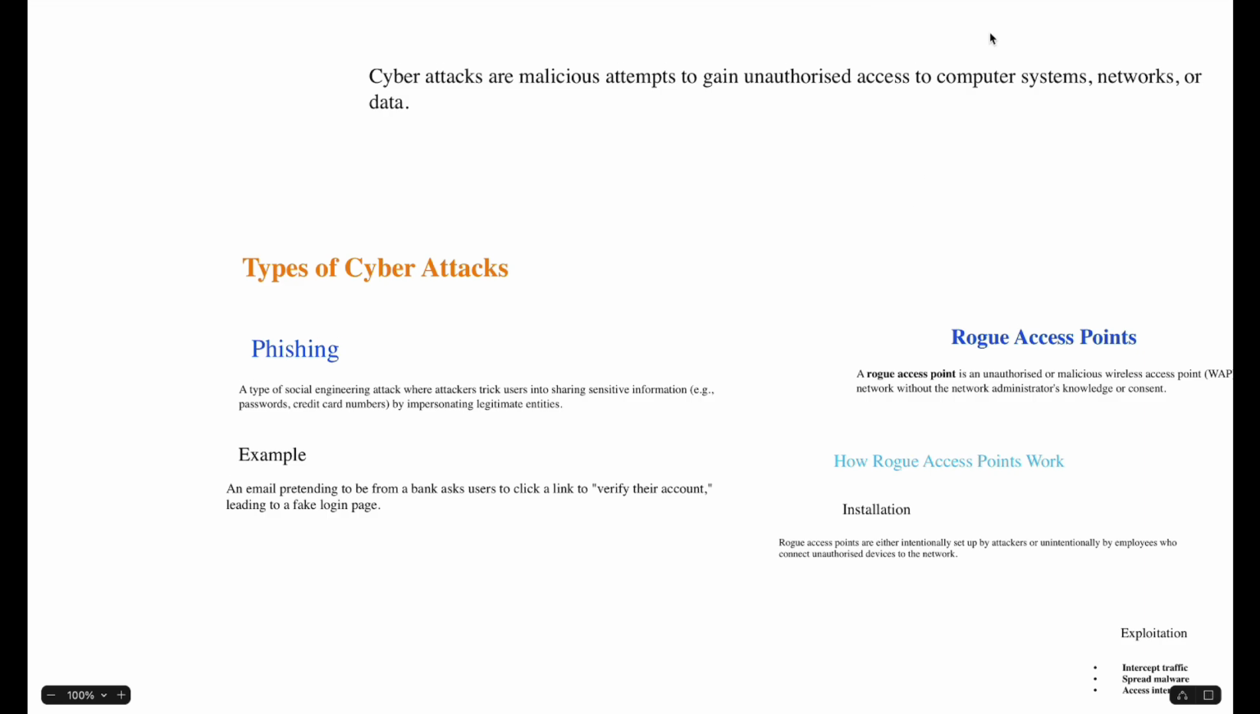So first we have phishing. This is a type of social engineering attack where attackers trick users into sharing sensitive information, like passwords, credit card information, or even just a phone number. They message you an email saying that your account might expire and you gotta provide them some kind of information that is not supposed to be told to other people.